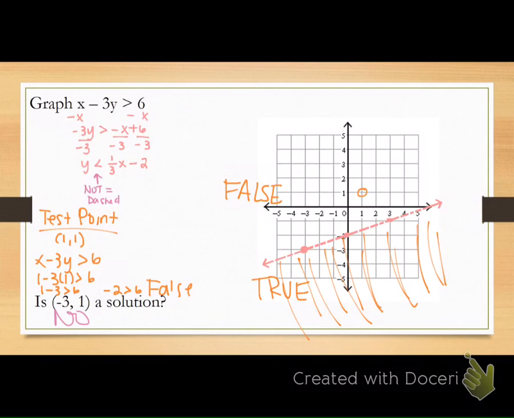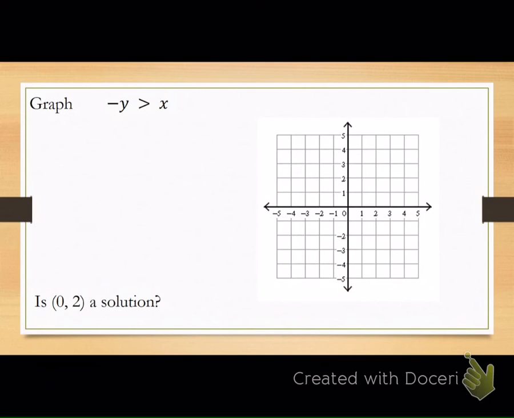Okay, before we can graph this, what do we need to do? Before we can graph this, you have to divide by a negative. When you divide by a negative, what do you need to do? Flip the sign.